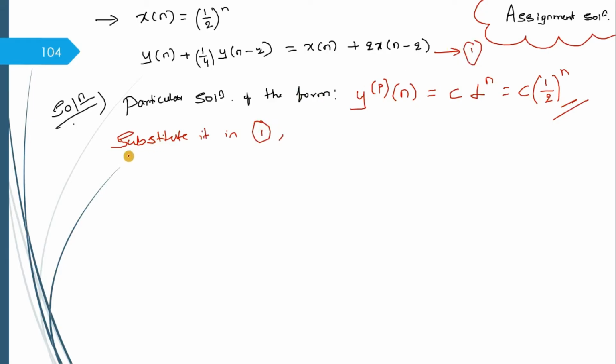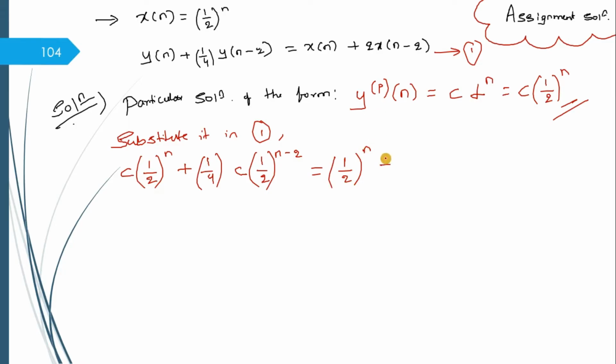So we get y of n written as c into 1 by 2 raised to n, plus 1 by 4 y of n minus 2 should be written as c into 1 by 2 raised to, in place of n, I substitute n minus 2. This is equal to the input, which is just 1 by 2 raised to n, plus 2 into x of n minus 2, meaning 1 by 2 raised to n minus 2, because n is replaced with n minus 2.